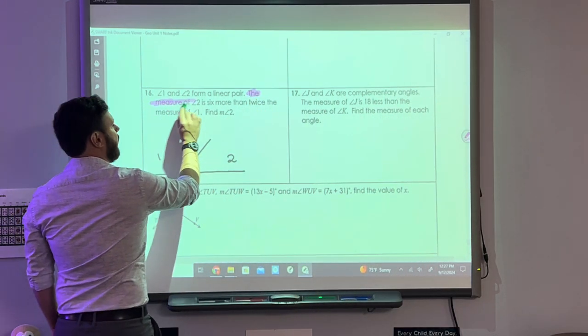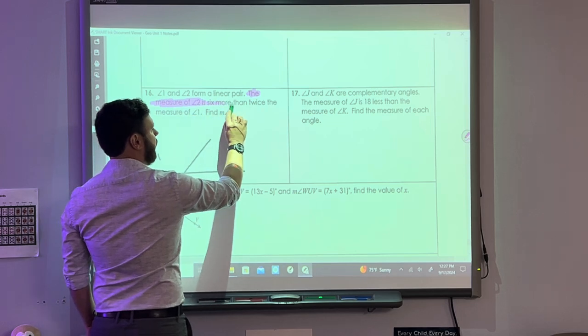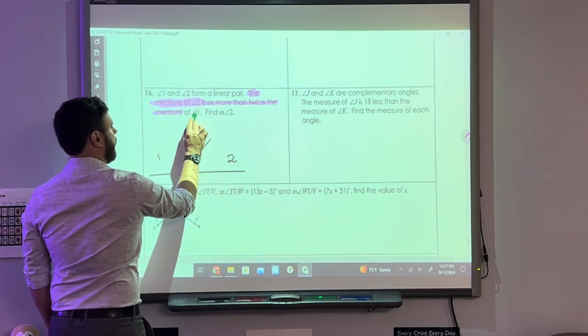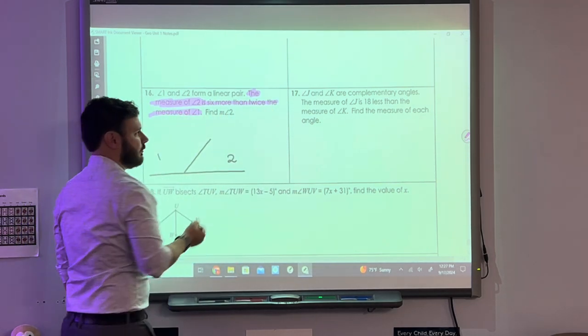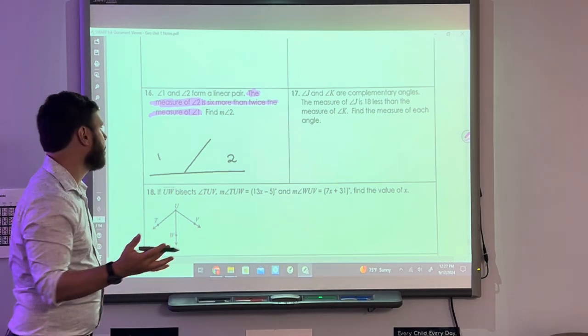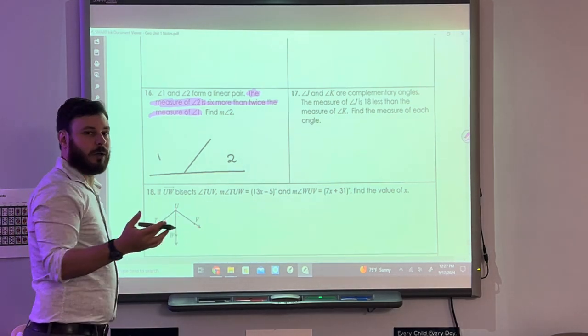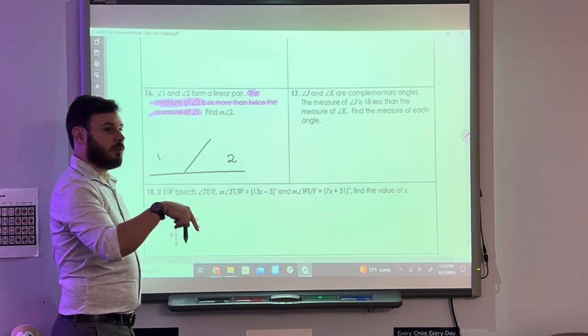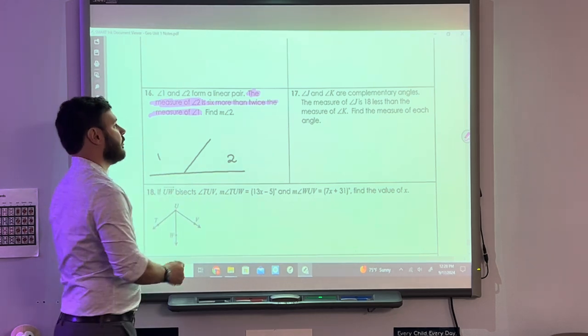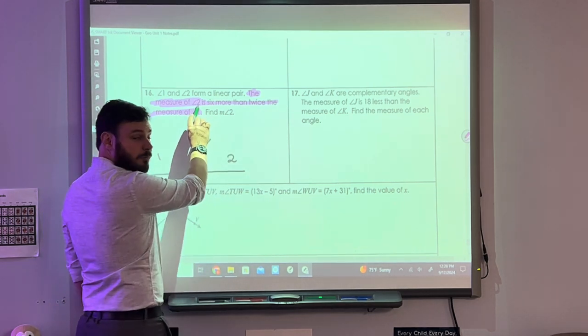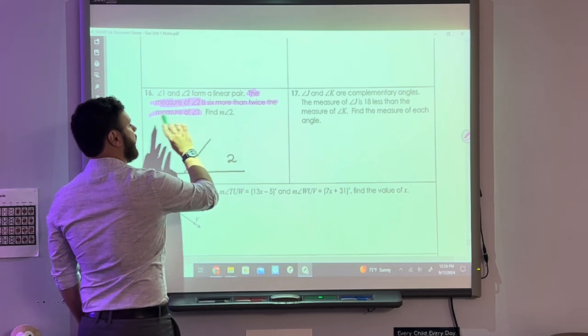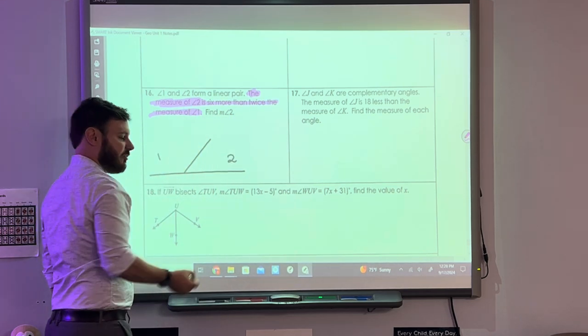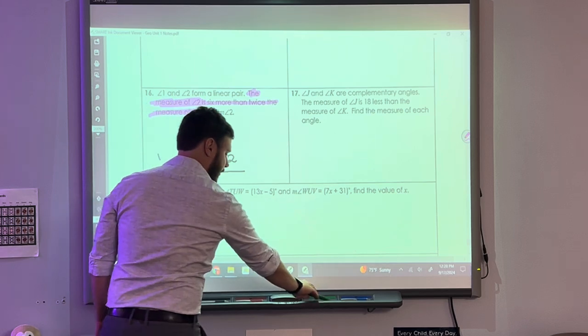The measure of angle 2 is 6 more than twice the measure of angle 1. What does that mean? Well, here's your shortcut. You find the angle that is second in the sentence. The measure of angle 2, that's the first mention, is 6 more than twice the measure of angle 1. Angle 1 is the second one that is mentioned in the sentence.